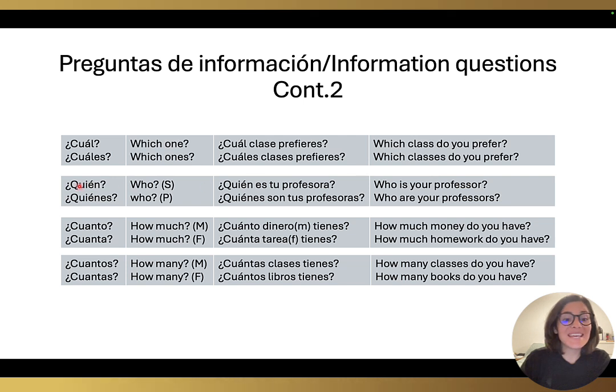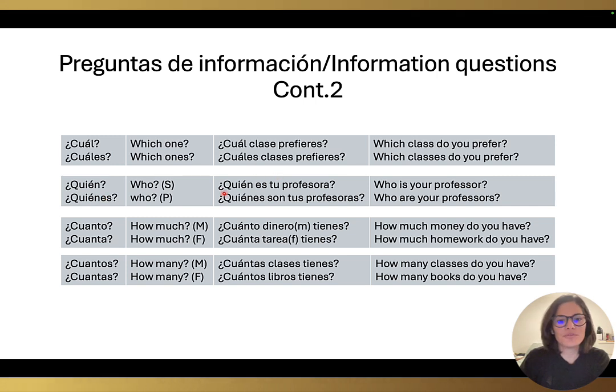Then we have quién and quiénes. Again, we have two versions, right? One is used for singular, and the other one is used for plural, quiénes. Who, singular; who, plural. In English, it doesn't matter, but you still need to know that if it's a singular person you're referring to, then it's quién. Or if it's plural, then it's quiénes.